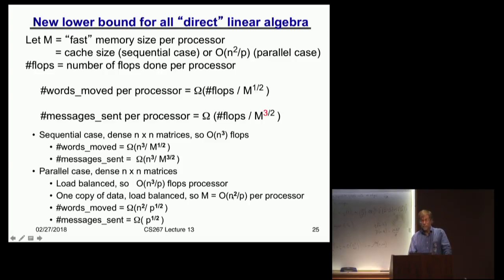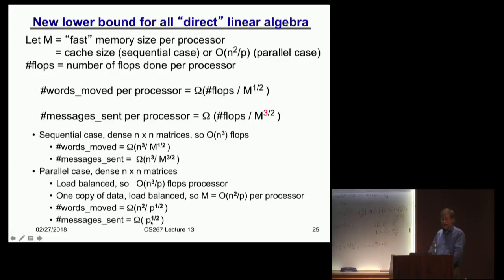So if I have n by n matrices, the total memory is n squared, everybody gets one piece of it. So I'm going to plug that into the denominator. And so there's a little bit of algebra, and the number of words moved, our goal is going to be n squared over the square root of the number of processors. And the number of messages is going to grow with the number of processors. It's going to be proportional to the square root of p.